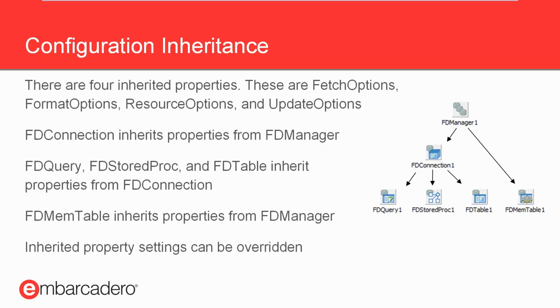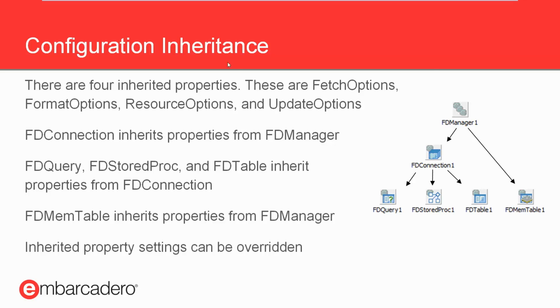If you place one manually at design time, then you can directly configure that FDManager at design time. Otherwise, you can control the automatically created FDManager at runtime through runtime code. The FDManager settings on 4 properties, including fetch options, format options, resource options, and update options, are inherited by any FDConnections that you've placed into your application. Furthermore, FDDatasets, including FDQuery, FDStoredProc, and FDTable, inherit the properties from the FDConnection to which they're connected. FDMemTables do not use a connection. They're in-memory tables. They inherit their properties directly from the FDManager.